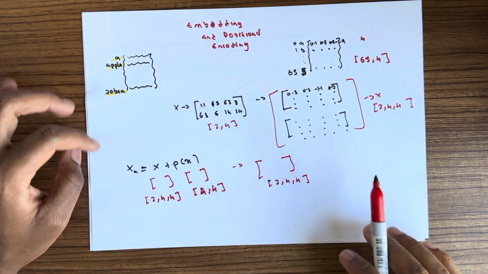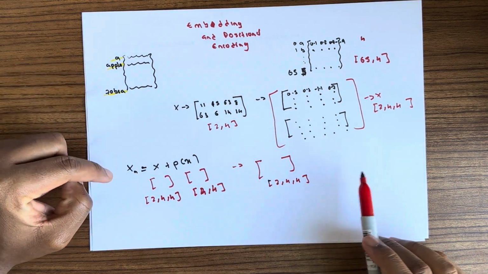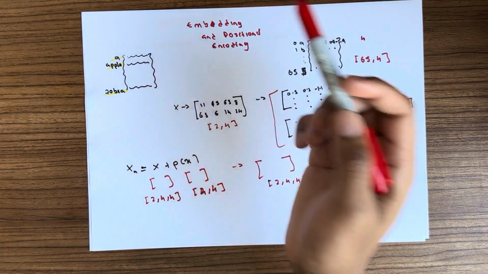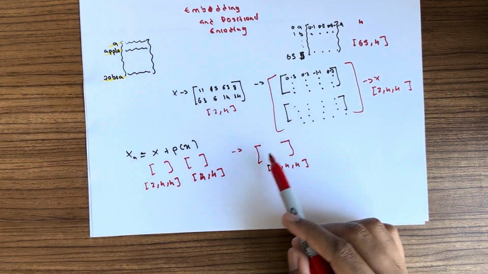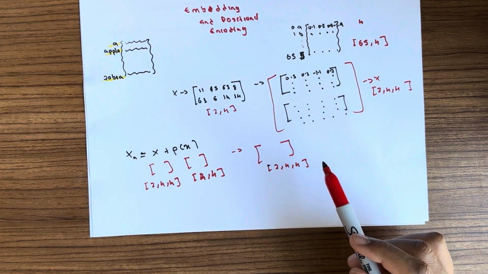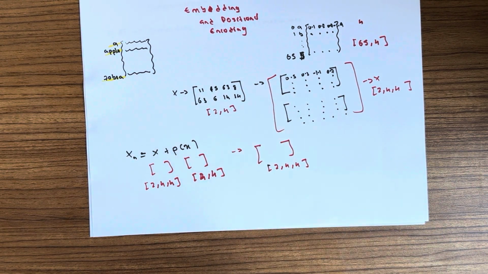All right, so now we are done with embedding. This xn is what is going to go into the subsequent layers.